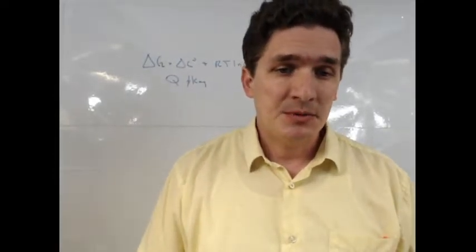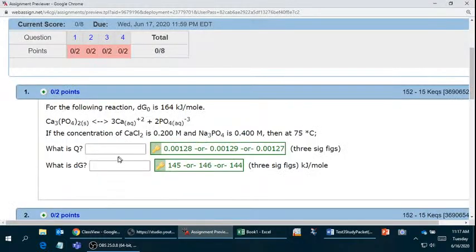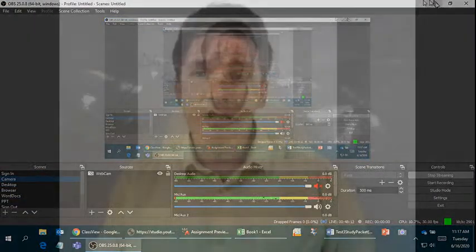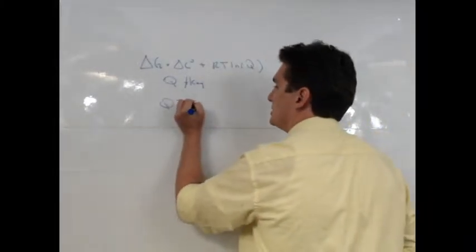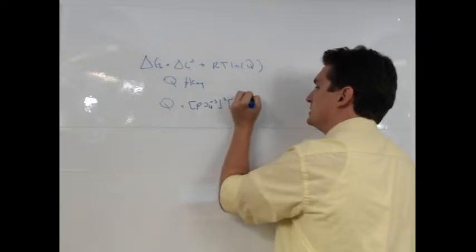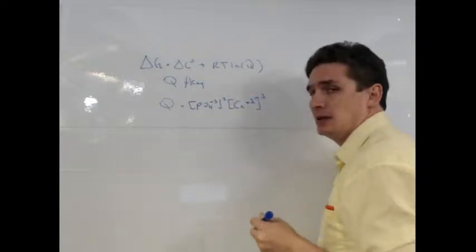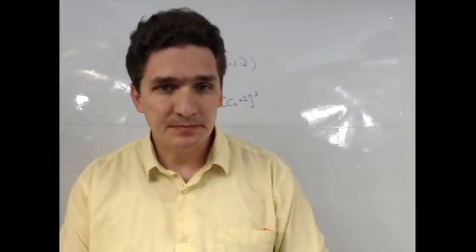The homework is set up to help you through this type of problem. The first thing this problem asks you for, number one, is what is Q? You've got your reaction, calcium phosphate dissociating into calcium and phosphate. So you still need to describe Q, and Q in this case equals the concentration of phosphate to the second power times the concentration of calcium to the third power. Where do you get these concentrations from? Well, it gives it to you in the problem statement.